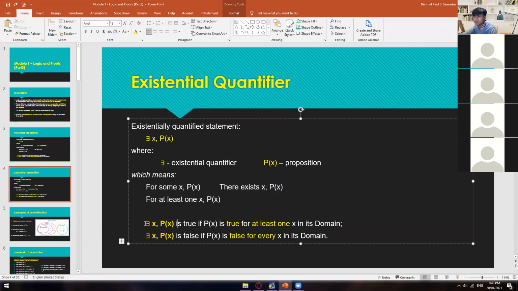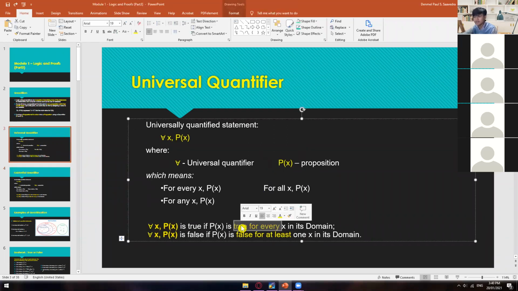Okay, so just take a look at this scenario. Existential X, P of X is true if P of X is true for at least one X in its domain. So we only need one, okay? But take note, the other should be false, or the other should be true. So it should be a mix of true and false, because if every X is already true, then that is not an existential. That is already universal.